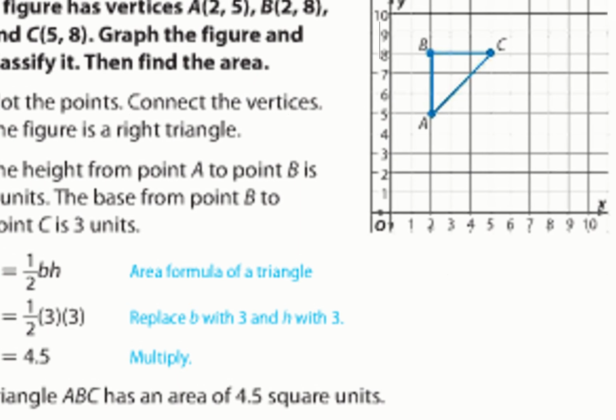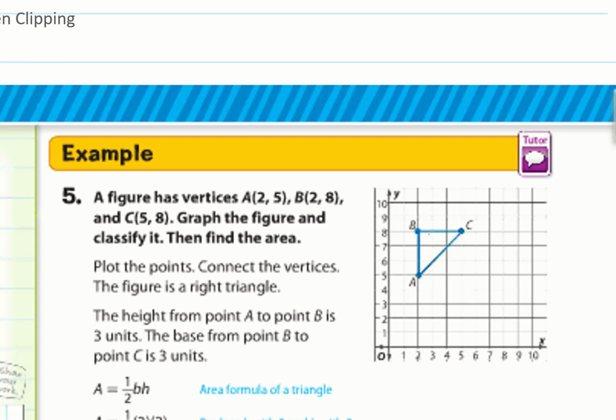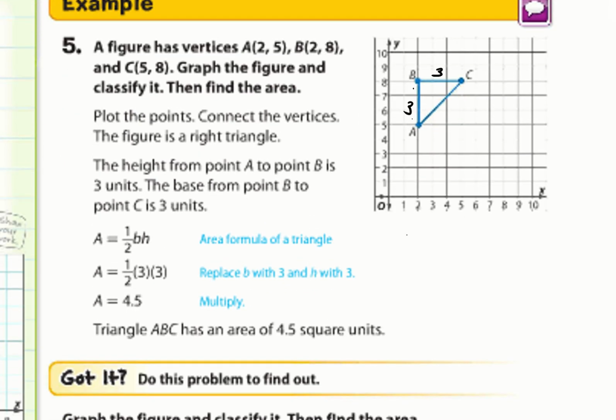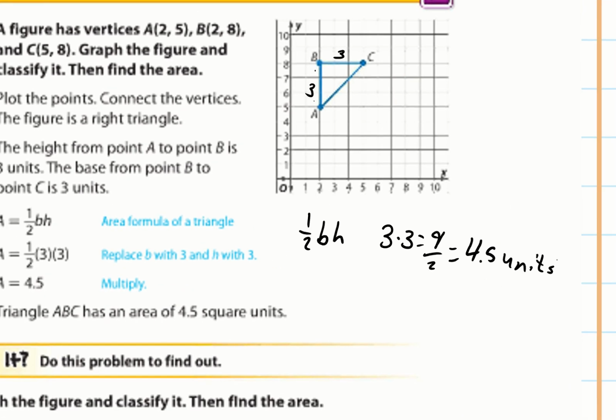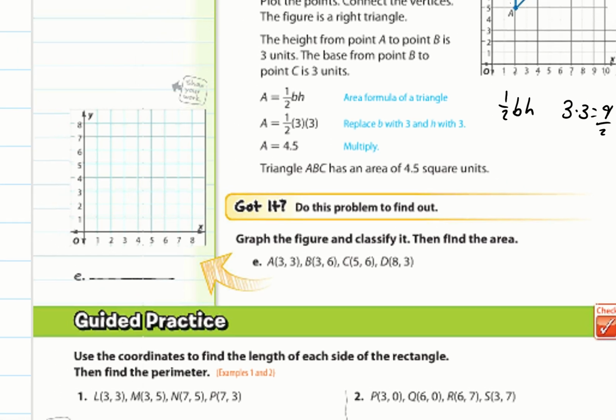So we're going to find the base, and the triangle is upside down. There's 2 ways of doing this. I can count the squares, which is a little bit hard to see. 1, 2, 3. Or from B to C, I can take 5 minus 2 equals 3. And my height, 1, 2, 3, is also 3. So the area of a triangle is 1/2 base times height. So 3 times 3 equals 9 divided by 2. We get 4.5 units squared. So go ahead and try E.